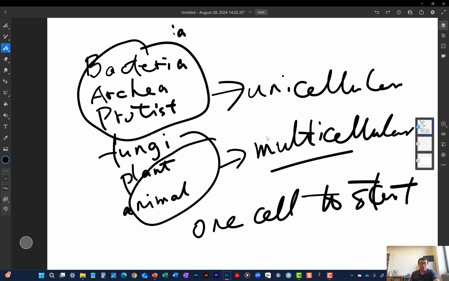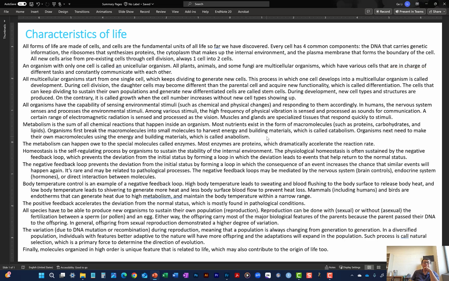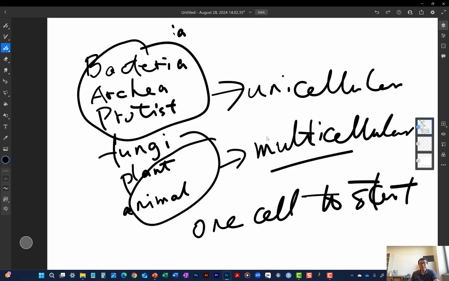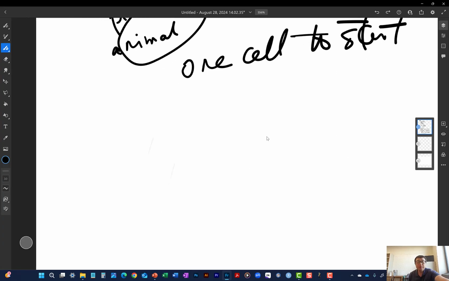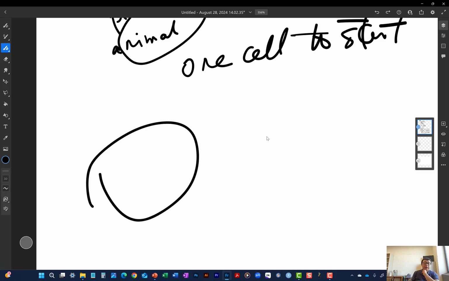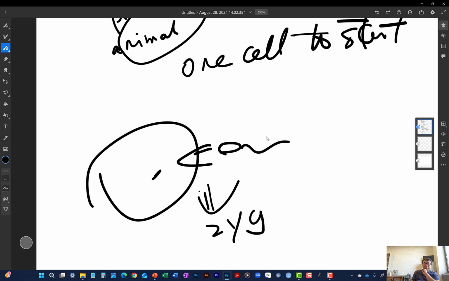So let's think about, for example, a human being. A human being starts with one cell, and this cell is derived from an egg and a sperm at the very beginning. A sperm fertilizes the egg, and this we call fertilization. When the sperm fertilizes the egg, it generates a fertilized egg, which we call a zygote.